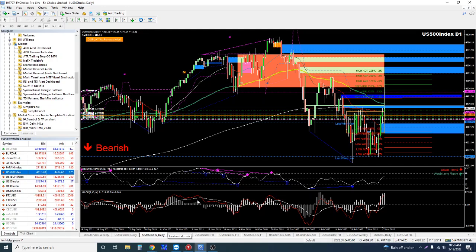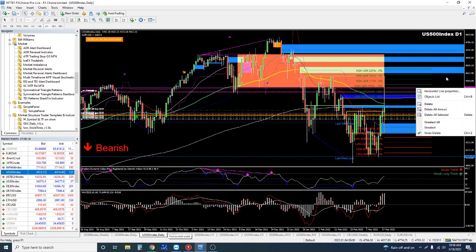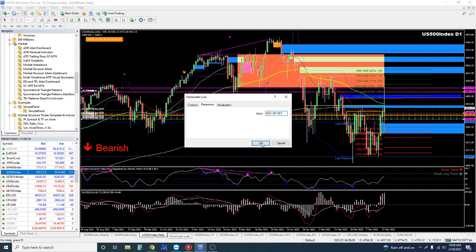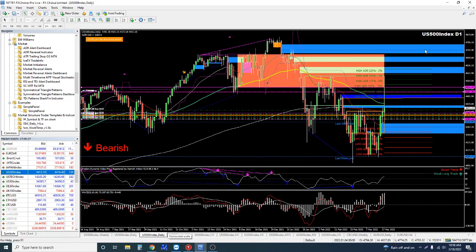But anyways, we're gonna, this line disappeared, so we're gonna put it, and I think that's where the weekly market structure break is. Like if we were to just, there it is, lines up perfectly. Weekly market structure break.